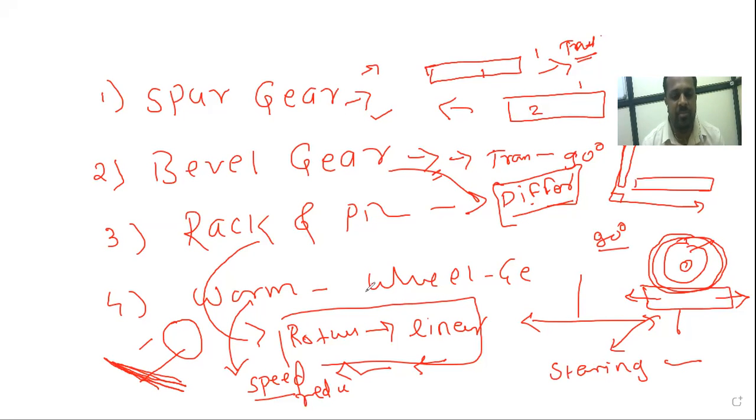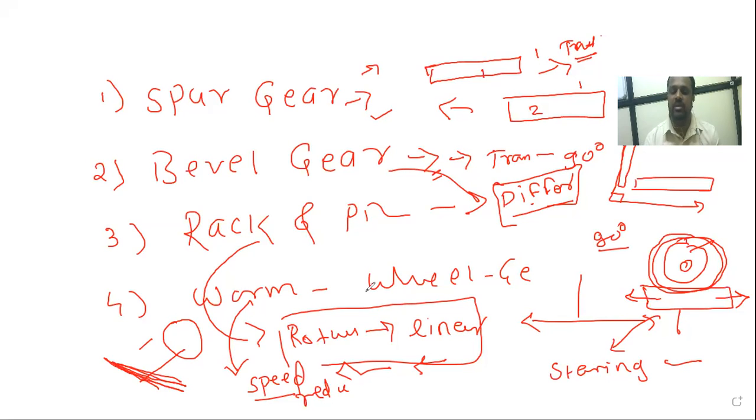Okay, then rack and pinion. Whenever we want to convert rotary motion into linear motion, or convert linear motion into rotary motion, in such conditions we have to use the rack and pinion gear. The practical application of the rack and pinion is generally observed in the steering system of automobiles.